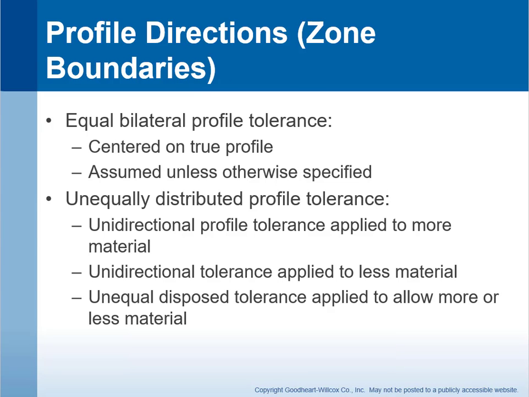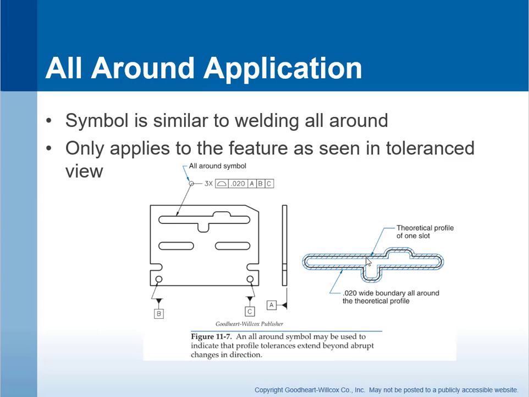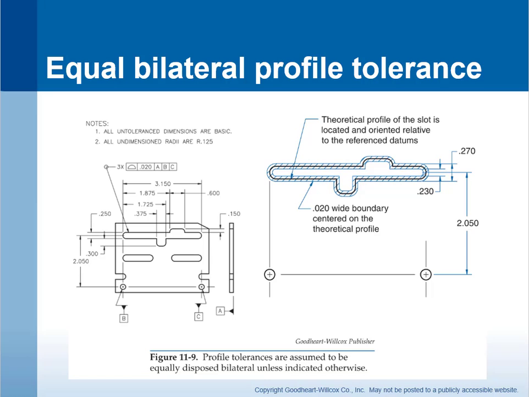Okay, so now let's talk about how to apply a profile tolerance. When we did this one right here, we have our theoretically perfect profile of 1 slot, and then we have an equal bilateral 20 thousandths tolerance zone around there. So what happens is when I say equal bilateral, the tolerance zone extends inward from the profile and outward as well. That is an equal bilateral profile tolerance.